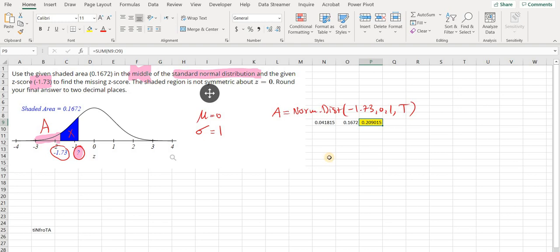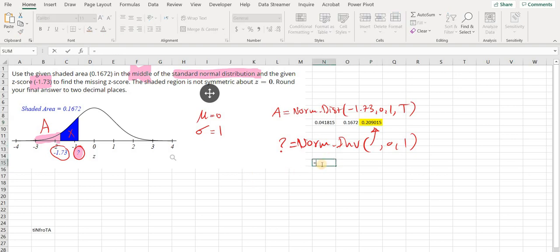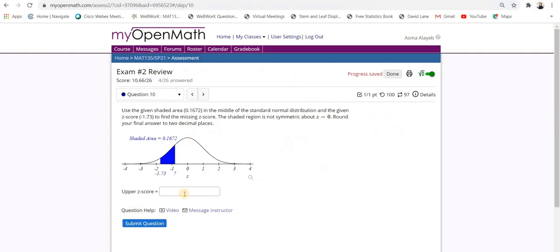Now that I have the area to the left of the missing number, I can say that the missing number is equal to norm inverse of this area, comma the mean, comma the standard deviation. You can also use the function that has an s in the middle and skip the part that says the mean is 0 and the standard deviation is 1. So it's up to you which one to use. Norm dot inverse of the area, comma the mean, comma the standard deviation. So that is the missing z-score. I'm just going to copy that and I'll paste it over here.